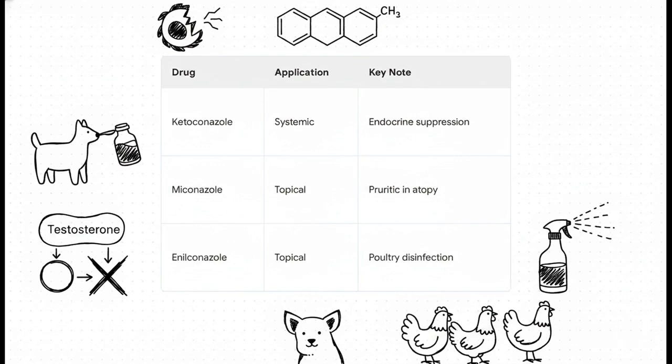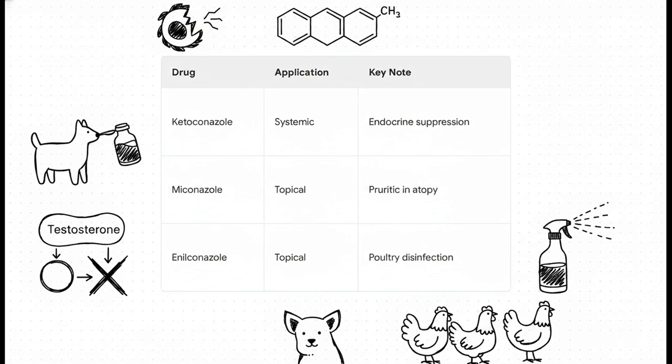Ketoconazole is our prototype systemic azole here. It was a real game changer because it could be given orally. But it comes with a major clinical warning. It suppresses testosterone and cortisol production and can cause hepatotoxicity. In fact, that endocrine side effect is so strong we sometimes use it to treat Cushing's disease instead of fungi.